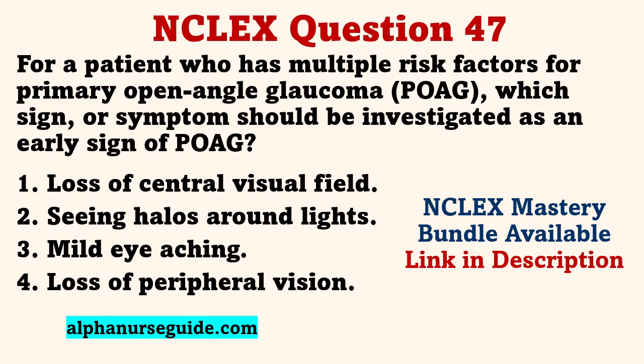The correct answer is 3. Mild eye aching. POAG develops slowly, and irreversible damage to the optic nerve can occur before any signs or symptoms are manifested. However, mild eye aching or headaches should be investigated as possible early signs of POAG. Loss of peripheral vision, seeing halos, and loss of central vision are late signs.